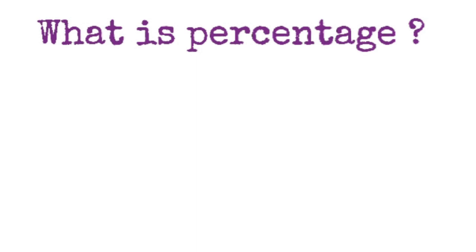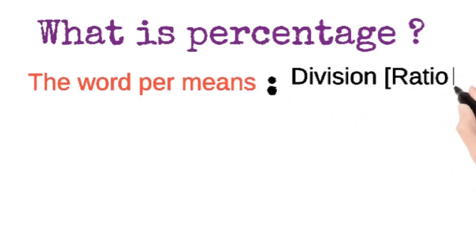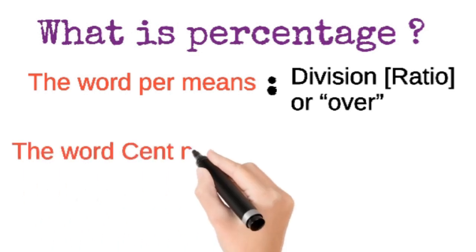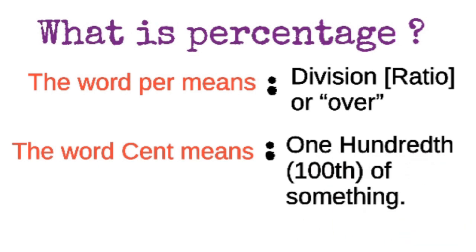So what is percentage? Percentage is a word which consists of three subwords: per, cent, and age. The per means division, which is the same as ratio or over. The division sign can be represented by over or slash, and it is accepted. So when we have 2 over 4, it is the same as 2 divided by 4.